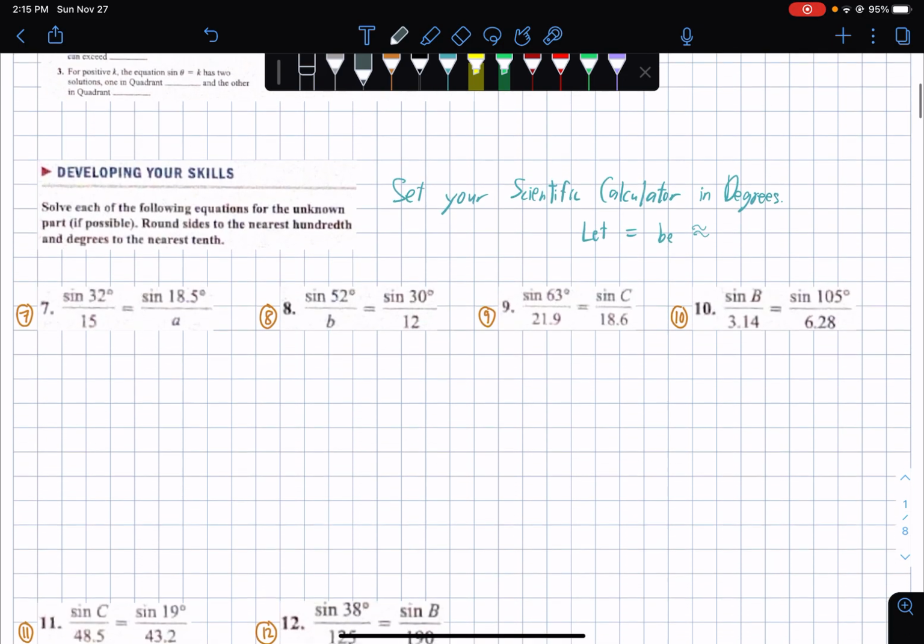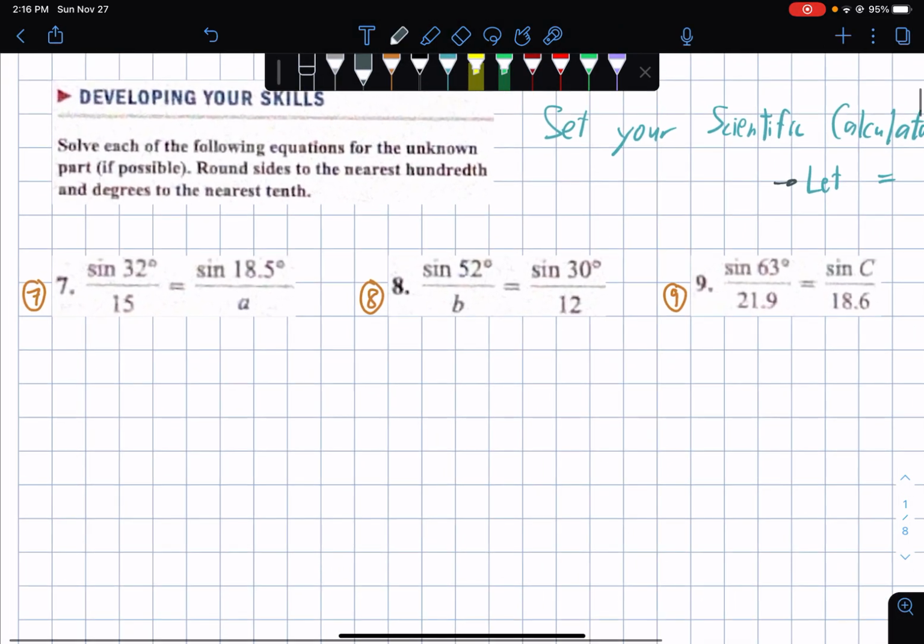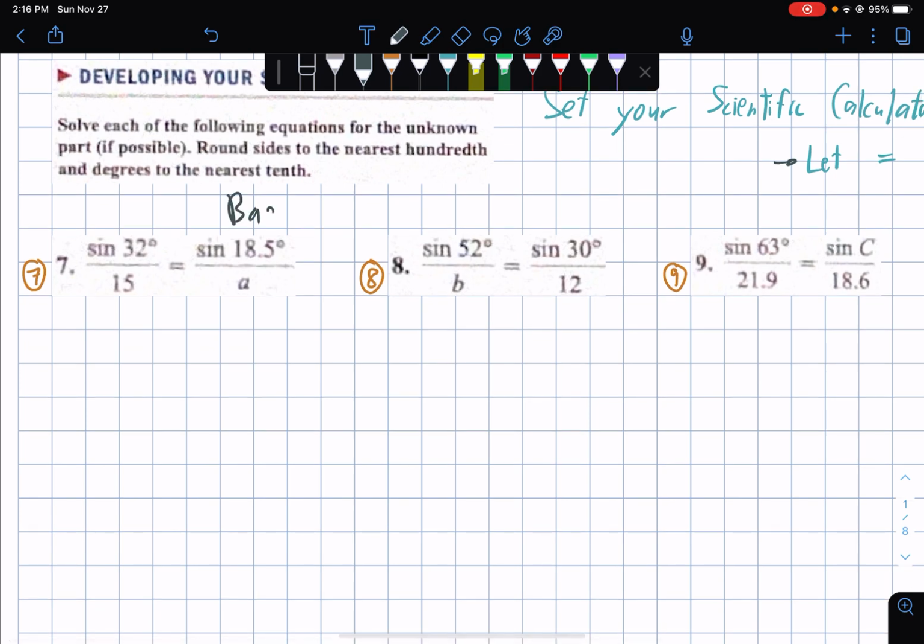So let's start. So please set your scientific calculator in degrees. So also know that we're going to assume the equal sign being the approximately sign. So basic algebra manipulation. But this time we're involving things such as sine, cosine, and tangent, and probably their respective inverses. Okay, let's deal with number 7.